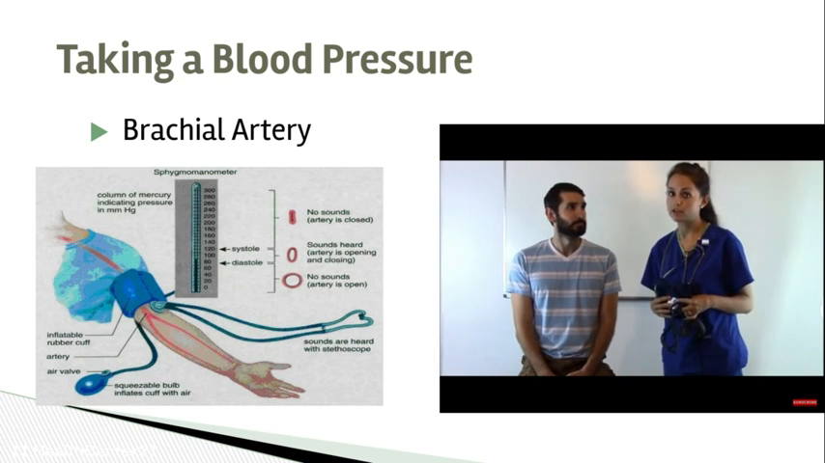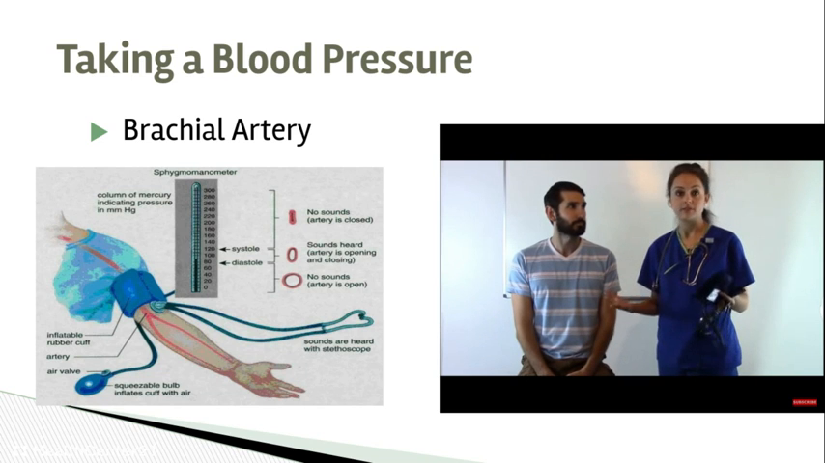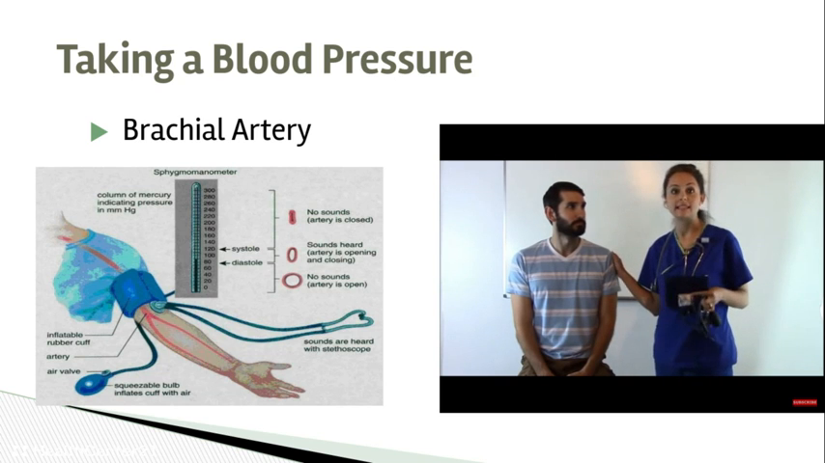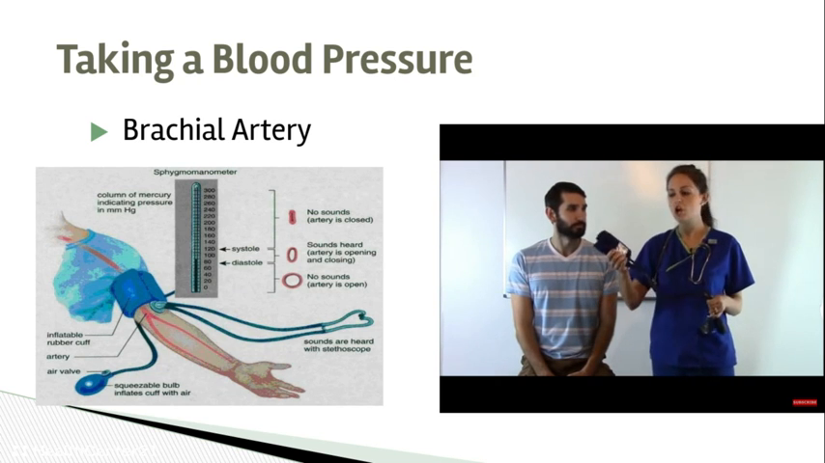You want to ask them what arm you can take their blood pressure in, because a lot of patients have preferences on what arm you can use, especially if they've had an AV shunt or a blood clot in the arm or a mastectomy. You would never want to take a blood pressure in that arm. So I'm going to use Ben's left arm.